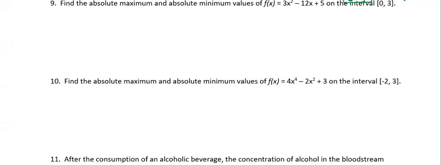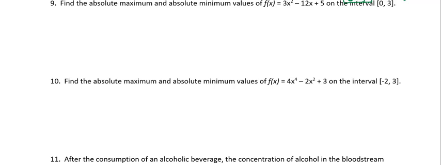Find the absolute maximum and absolute minimum values of f of x equals 3x squared minus 12x plus 5 on the interval from 0 to 3. Now it says interval right here, so these are our x values. So this is how the domain is being mentioned. So we need to check a few different things. We're going to need to check our endpoints, and we're going to need to check any critical numbers.